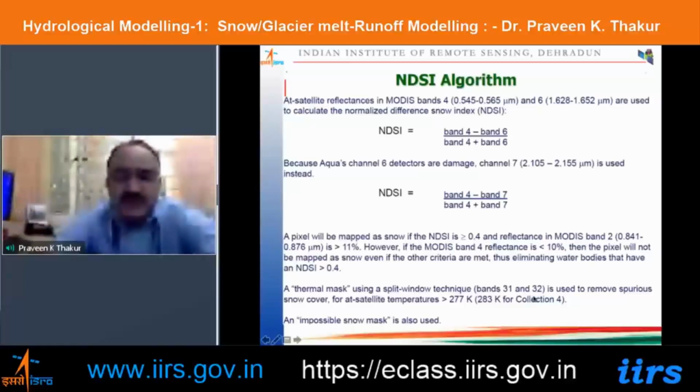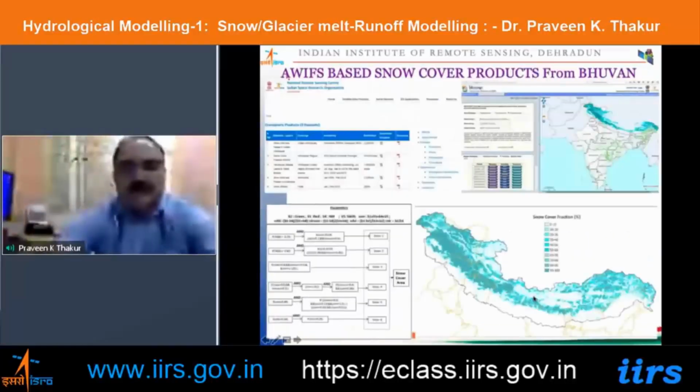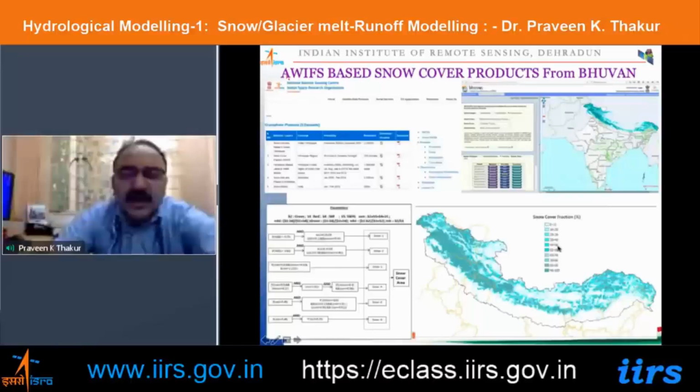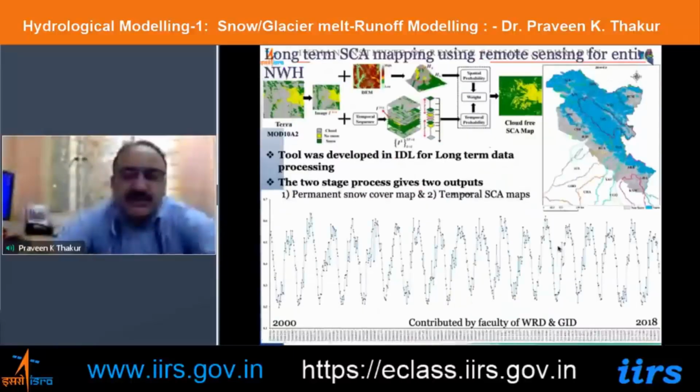So the same approach with certain modifications is used in ISRO's snow cover product that is available on Bhuvan every 15 days at 3 minutes. So this is not a global product, but for the Himalayan region, every 15 days using AWiFS data, you can derive this. And this is one example where we have combined the MODIS plus the data from our AWiFS.